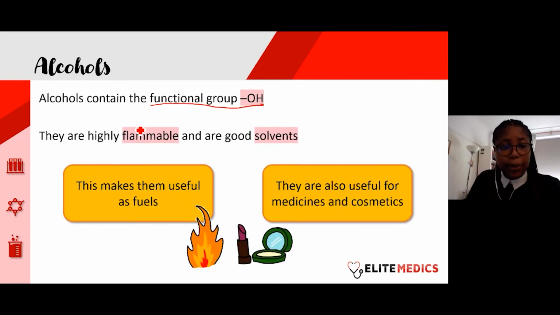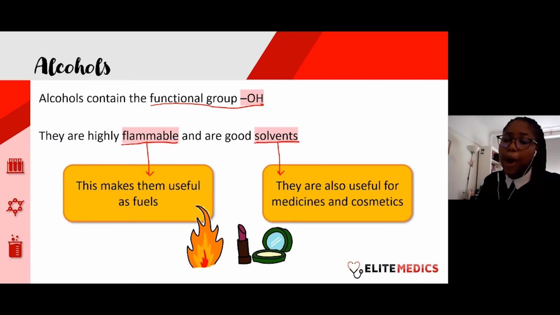For example, all alcohols are highly flammable, so you can burn them easily. Because of that, they make good fuels. In some parts of the world, instead of petrol, they can actually use alcohol in their cars because they're highly flammable and act as good fuels. Alcohols are also good solvents, which means that things dissolve in them really easily. For this reason, they're often used in medicines and cosmetics, for example perfumes and deodorants.